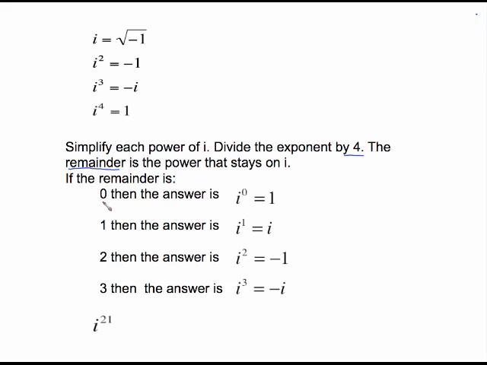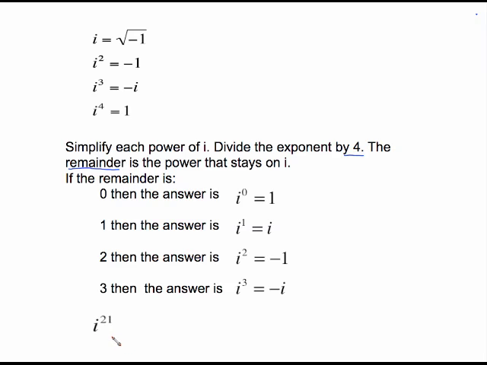If the remainder is 0, that 0 becomes the new power on i, and we know i to the 0th is 1. You know anything to the 0th power is 1. If the remainder is 1, then that 1 becomes the new power, and i to the first is just i. If the remainder is 2, that 2 becomes the new power, so this is i squared, and we know that equals -1. If the remainder is 3, then that 3 becomes the new power on i cubed, which according to the chart is -i. So it sounds complicated, but let's look at a couple examples and you'll be fine with this.